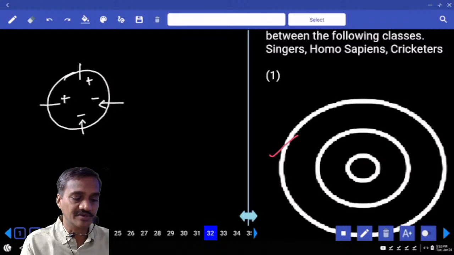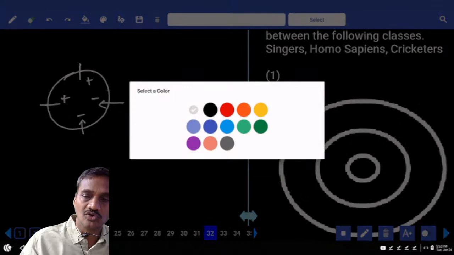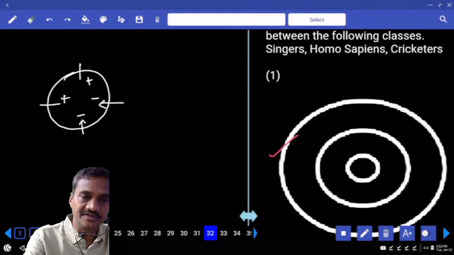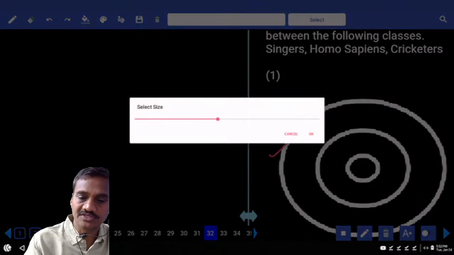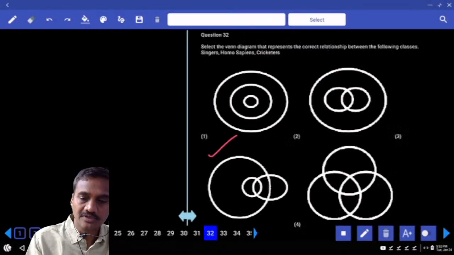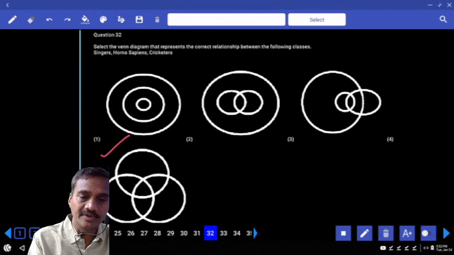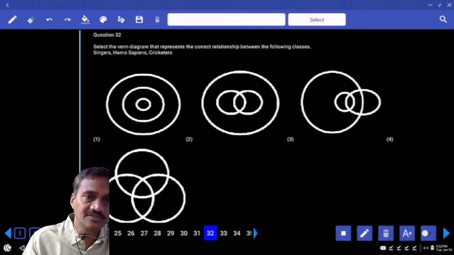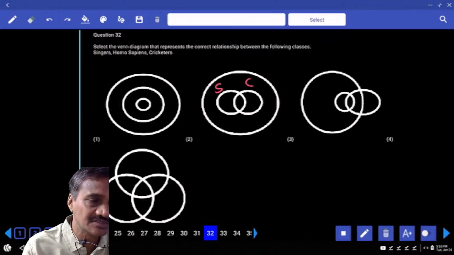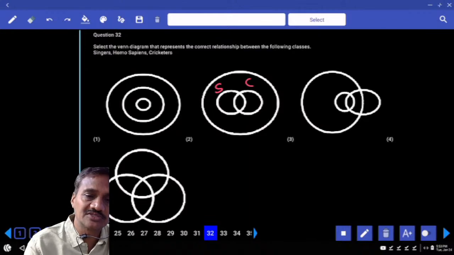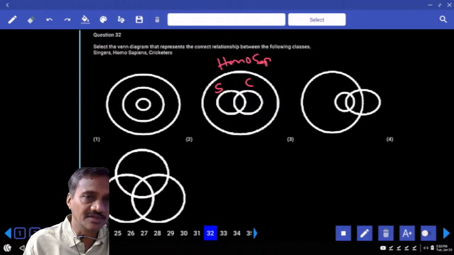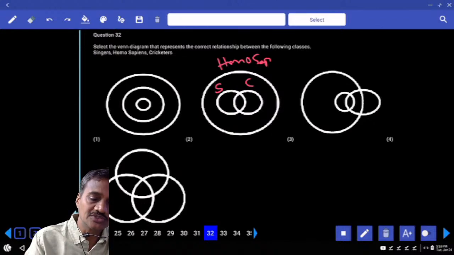Now in this Venn diagram, singers, Homo sapiens, and cricketers. What is your answer in this case? Second one. Homo sapiens is nothing but human beings. Now there are some singers and cricketers; some singers can be cricketers, some cricketers can be singers, and both the singers as well as cricketers belong to the group called Homo sapiens. Clear? Hence choice 2 is the answer.